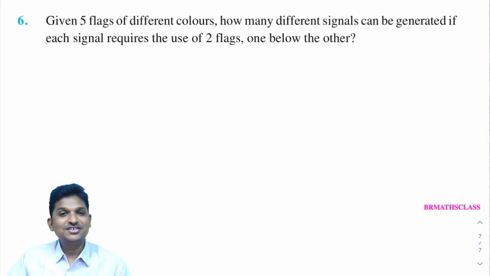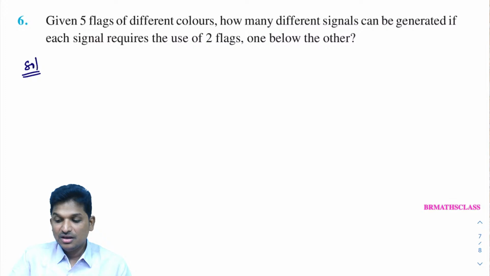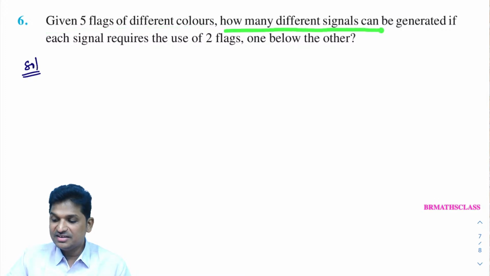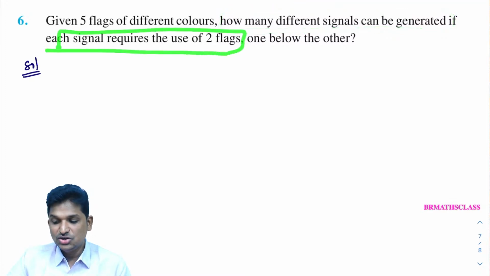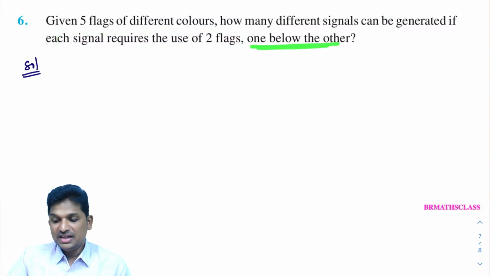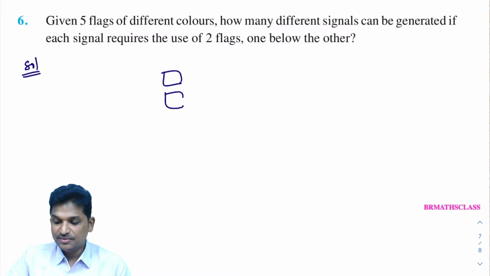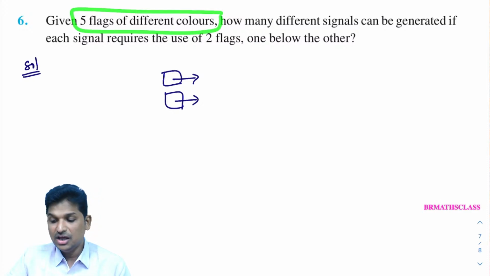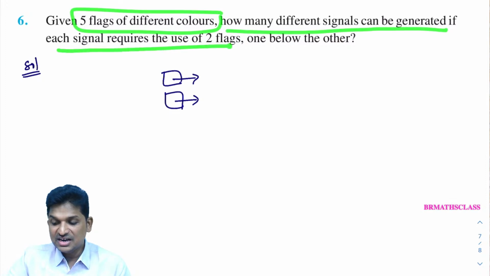Yeah, good. So we'll move to the 6th question. What is the 6th question? Easy question. Given 5 flags of different colors. Flags, physical things. How many different signals can be generated if each signal requires the use of 2 flags, one below the other? Simple. To generate a signal, we need 2 flags.